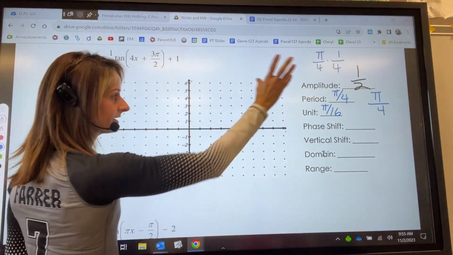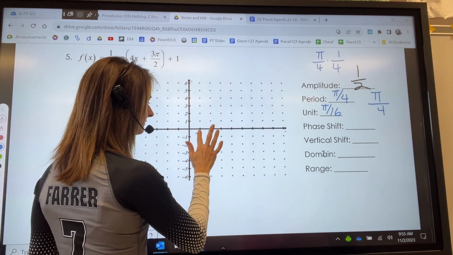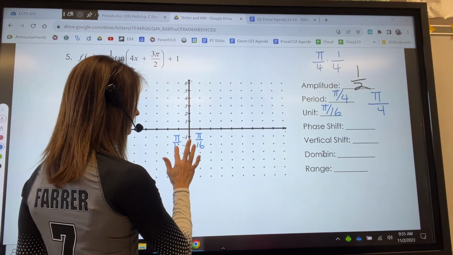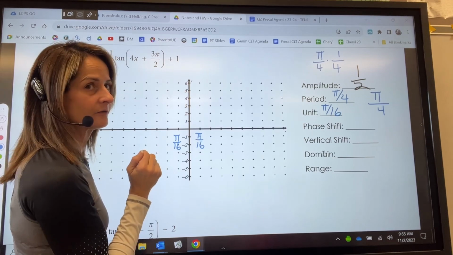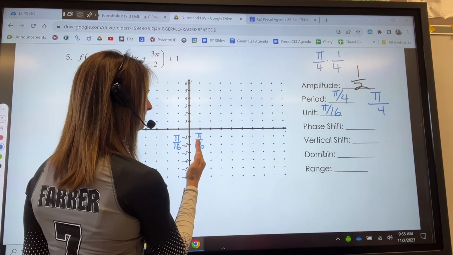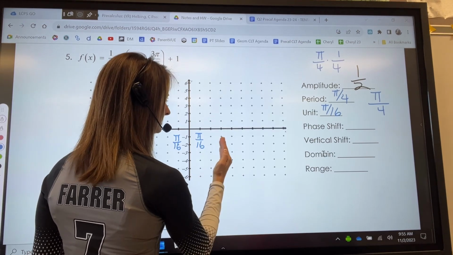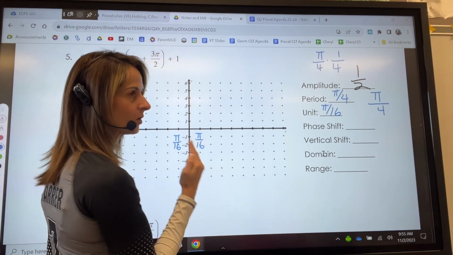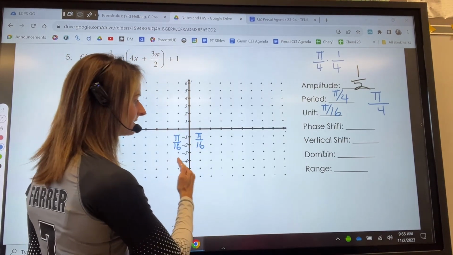Tell me if you've got a question about that so far. So as soon as I get my unit, I'm going to come over to my graph and I'm going to put that on my graph because I know I'm counting by pi over 16. So since the period's pi over 4, this is 1 pi over 16, 2 pi over 16, 3 pi over 16, 4 pi over 16. 4 pi over 16, when you simplify it, you get pi over 4. So that's going to be 1 full period.